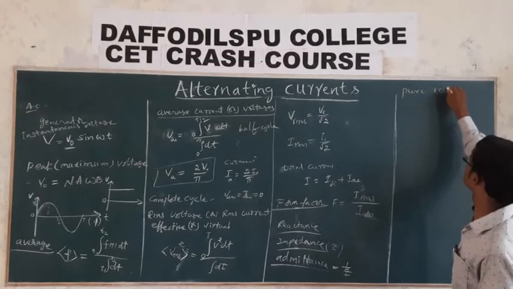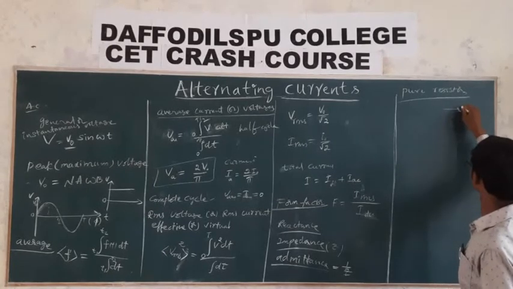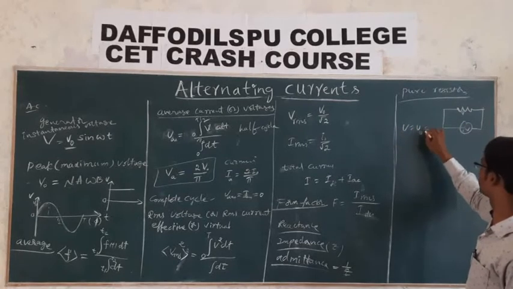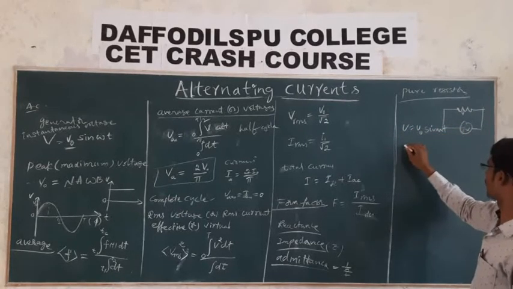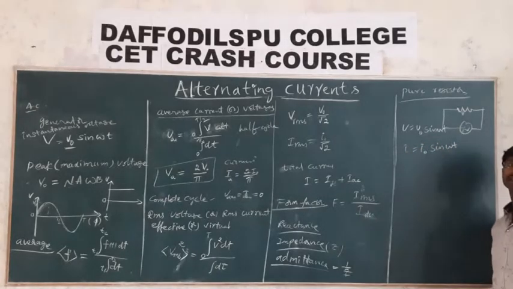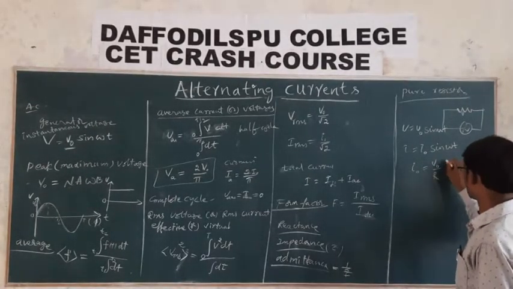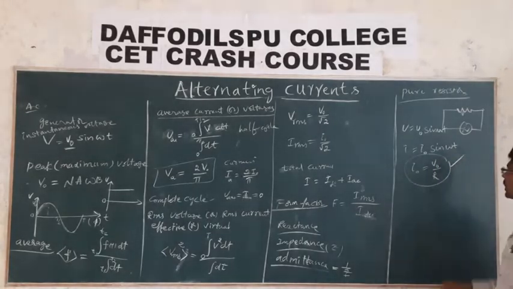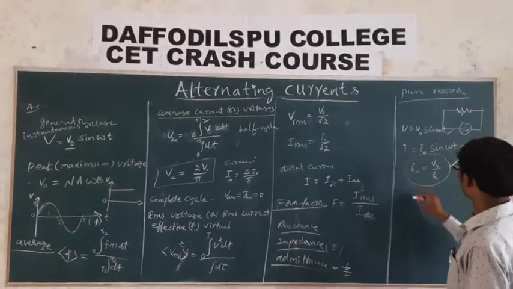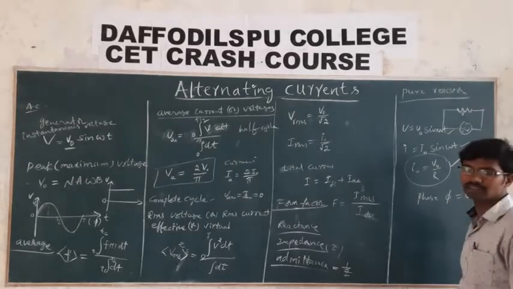Now let me discuss what will happen when we apply voltage to a pure resistor circuit. For a pure resistor circuit, V is equal to V naught sin omega t, and I is equal to I naught sin omega t. I is equal to V by R, so I naught is equal to V naught by R. Both are sin omega t. Therefore, what is the phase difference? The phase difference is 0. There is no phase difference.